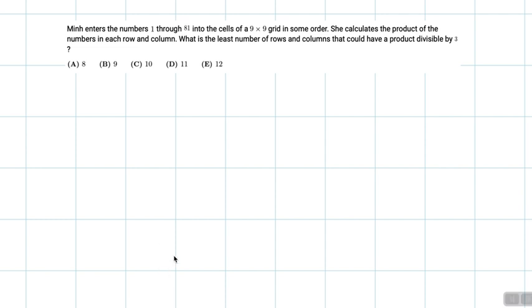Min enters the numbers 1 through 81 into the cells of a 9 by 9 grid in some order. She calculates the product of the numbers in each row and column. What is the least number of rows and columns that could have a product divisible by 3? Okay, 9 by 9 grid.